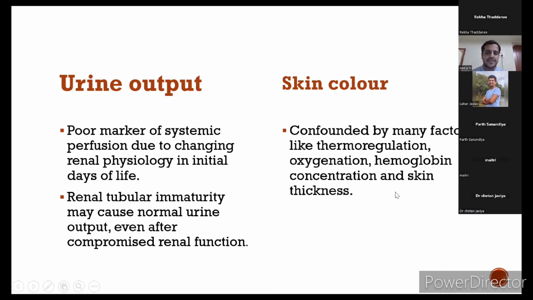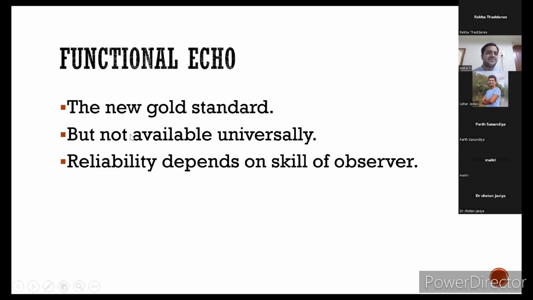And lastly, coming to the skin color, again there are many factors which affect the skin color, like the thickness, oxygen concentration, oxygenation, and all. So again, it is not reliable. Okay, so I discussed some 7-8 parameters till now, and the conclusion is that none of them is reliable. So the gold standard is actually functional echo.